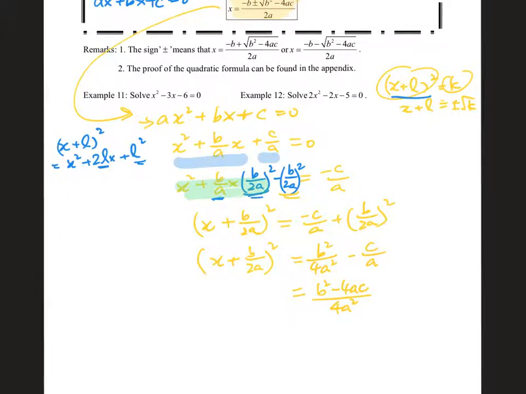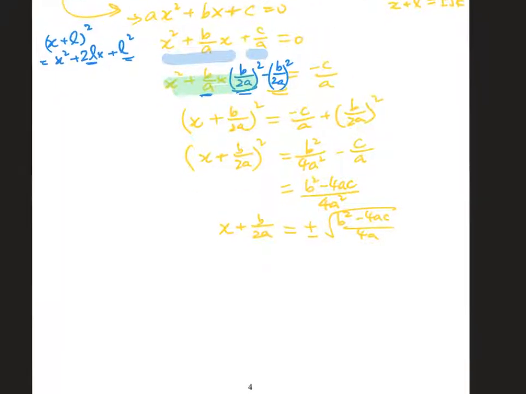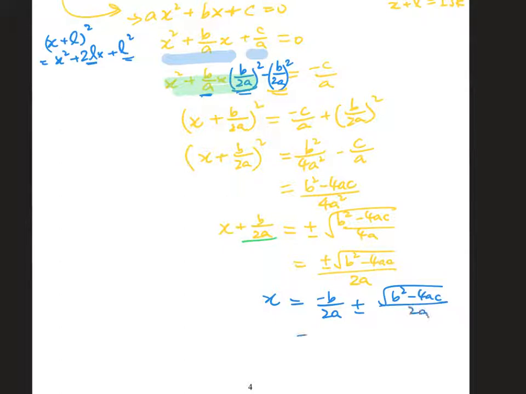Now taking square roots on both sides, you have x plus b over 2a equal to plus or minus the square root of b squared minus 4ac over 4a squared. If we continue to simplify the right-hand side, it becomes plus or minus the square root of b squared minus 4ac over 2a. You take square roots up and down. Finally, you move this term to the right-hand side, giving you minus b over 2a plus or minus the square root of b squared minus 4ac over 2a. Putting the fractions together, it gives you the outcome finally.